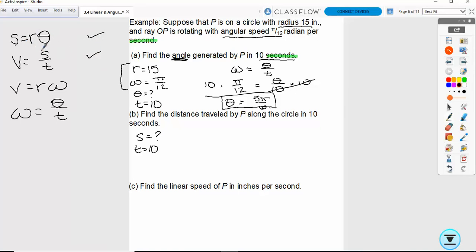If we do V equals S over T, do we have V? No. Could we find V? Possibly. We could use V equals R omega and we could get V. The first one, S equals R theta. We're trying to find S. Do we have R? Do we have theta? Yes. We can get there with either of these formulas. To use the second one, we first have to find V. So the first one is probably the more direct route here.